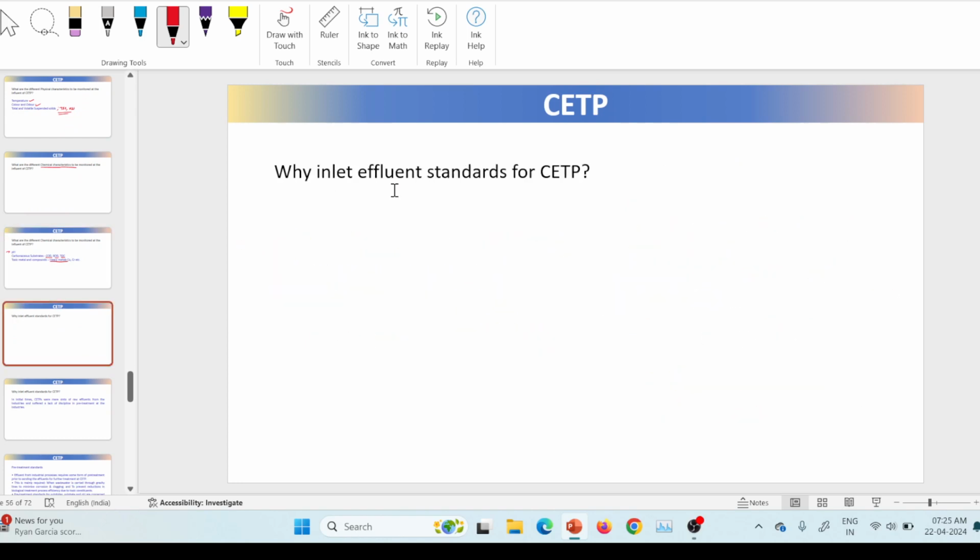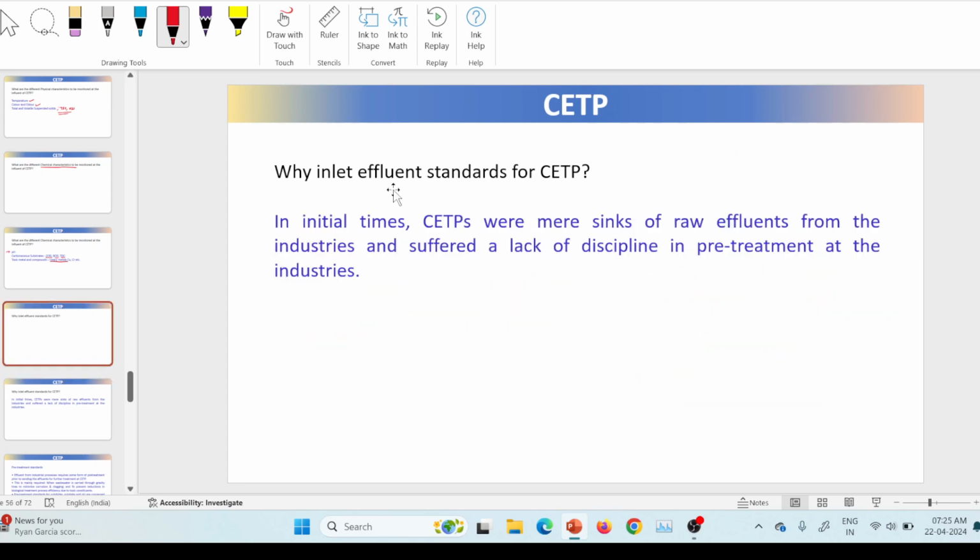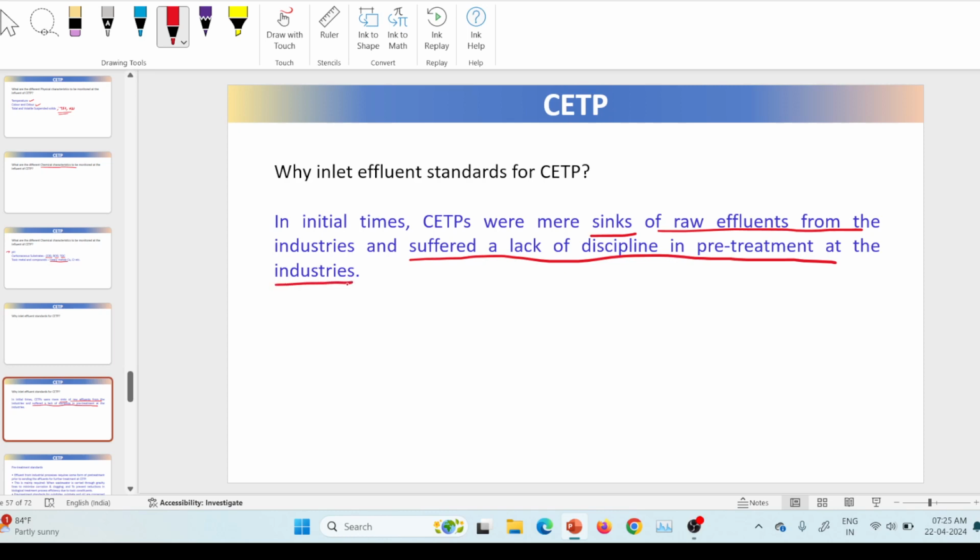Why inlet effluent standards for CETP? In initial times, CETPs were mere sinks of raw effluents from the industries, and suffered from a lack of discipline in pre-treatment at the industries. Initially the wastewater was directly discharged into the CETP facilities, and it made the CETP upset, meaning inefficient.